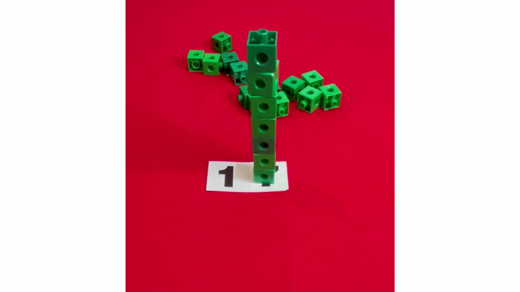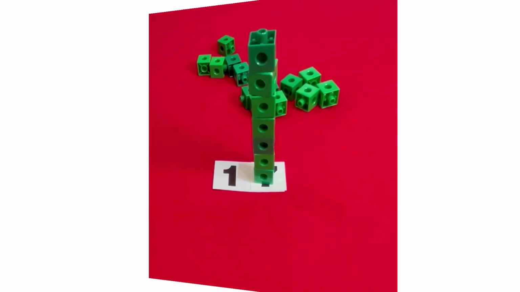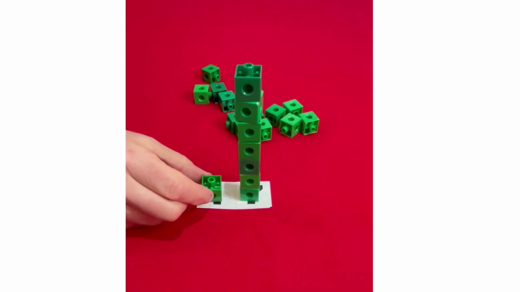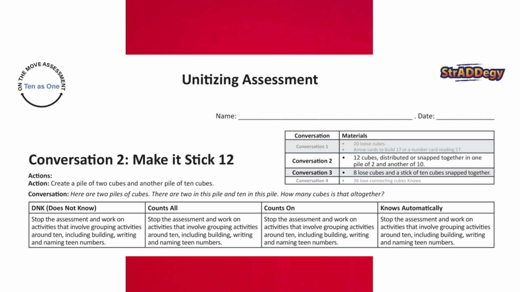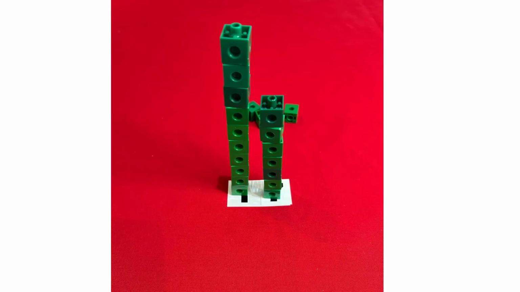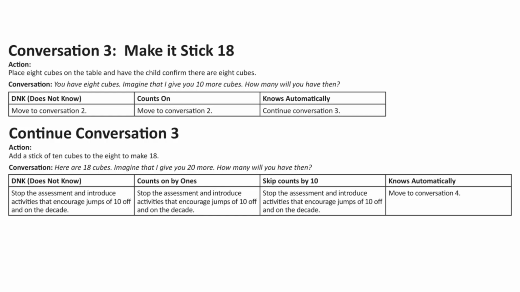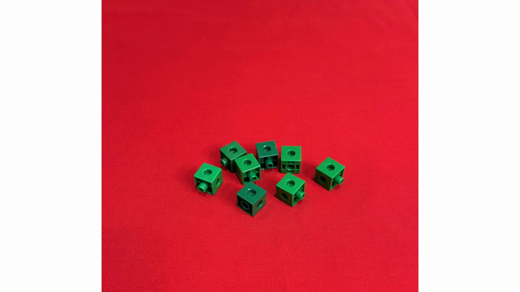Does the child count out 10 cubes to demonstrate the meaning of the 1, or does he grab 1 cube only? If the child grabs 1 cube only, move to conversation 2 to determine if he can see the tenness in 12. If the child sees the 1 is 10, move to conversation 3. Place 8 cubes in front of the child and have her confirm there are 8 cubes.